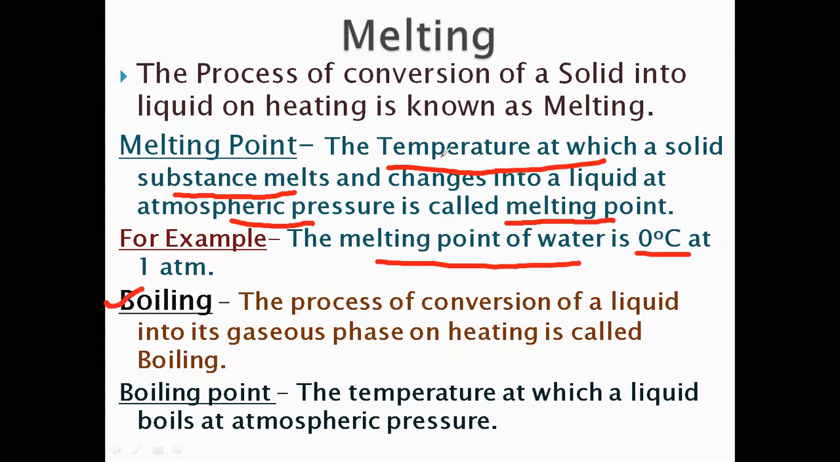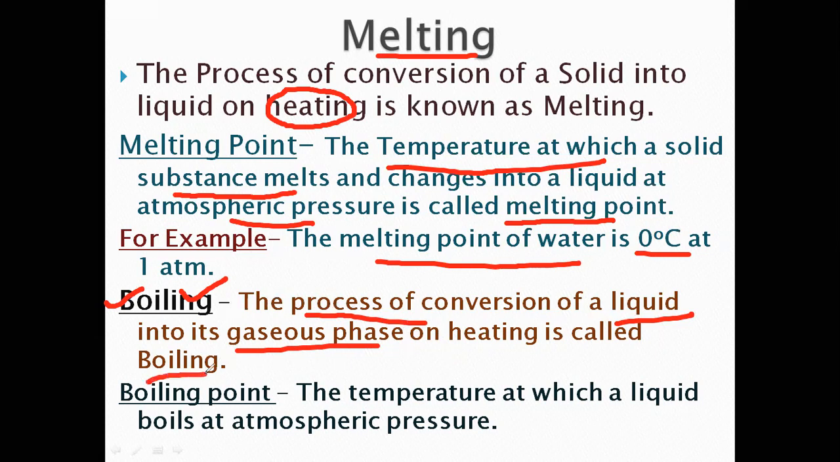Here we have written heating. It means temperature has been increased. So these two processes, one is melting and the other is boiling, which I'm going to see now. These two processes take place by changing temperature, and we are increasing the temperature. The process of conversion of a liquid into gaseous phase by heating, which again means changing the temperature, will be called boiling.